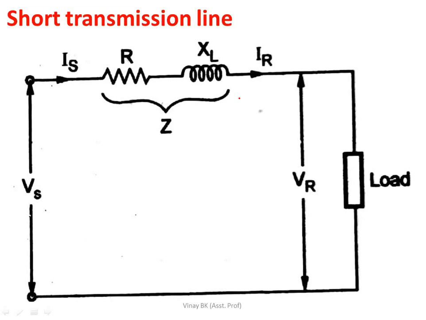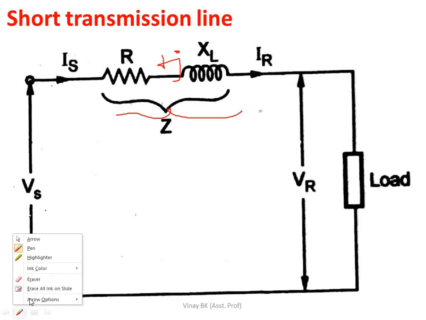Before starting, we already know about the short transmission line. In the case of a short transmission line, the effect of line capacitance is neglected due to the short distance. We only consider that the line has series impedance Z, that is nothing but R plus jXL. I'll tell you in a simple way.